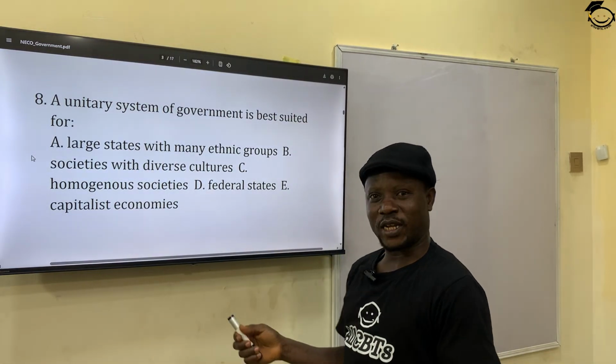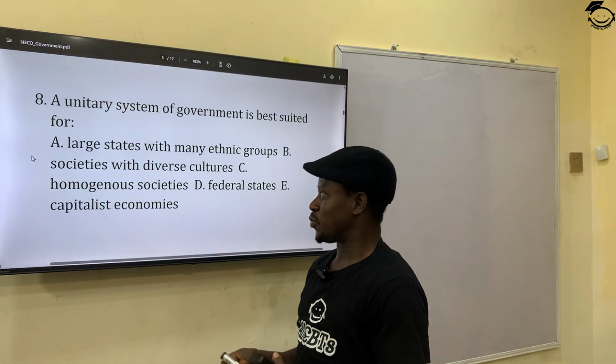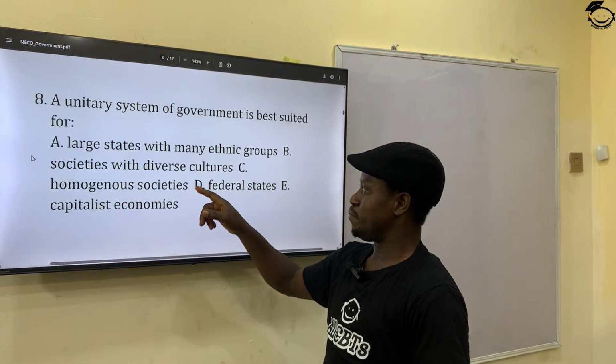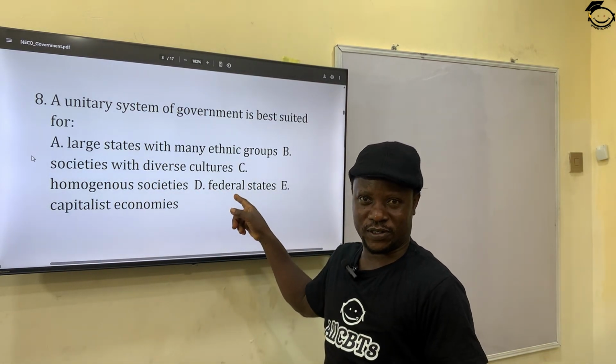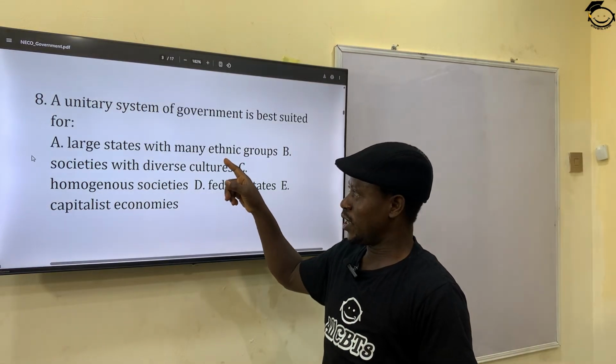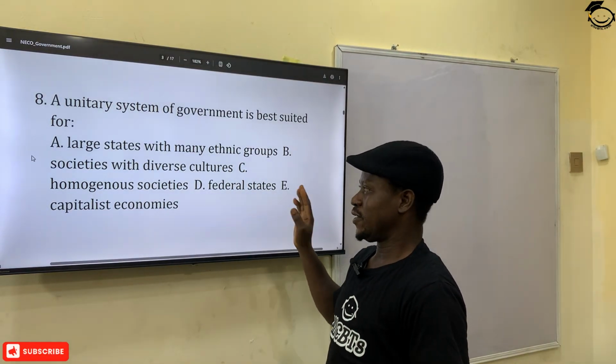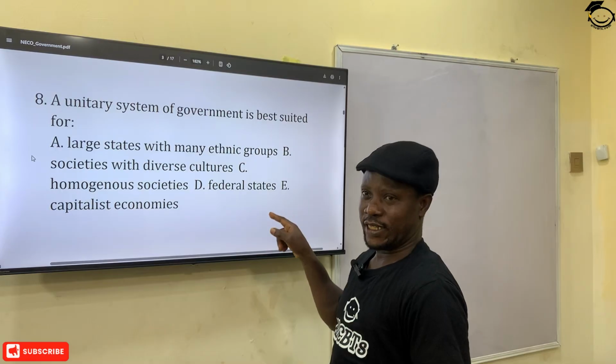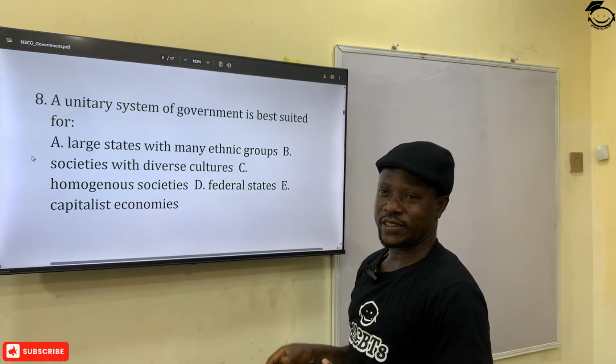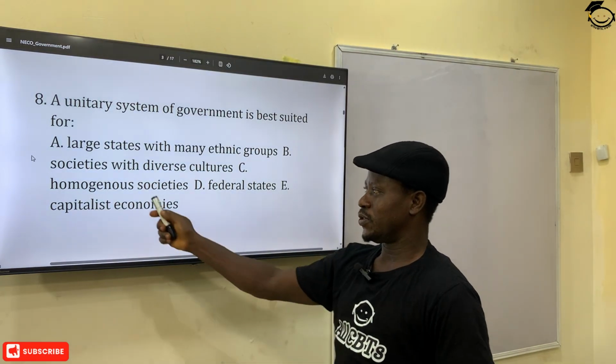The option E is just a distraction to you. But option A and B are talking about a federal system, a federal state. So A, B, C are similar. A, B, D are similar. And the most correct answer here is homogeneous society.